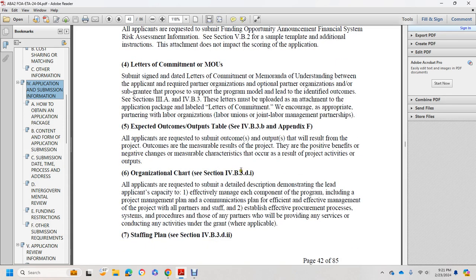Organizational chart, see Section 4B3D1. All applicants are requested to submit a detailed description demonstrating the lead applicant's capacity to effectively manage each component of the program, including the project management plan and communication plan for effective management of the project, all partners, and staff. Also establish effective procurement processes, systems, and procedures of any of the partners who will be providing any service or conducting any activity done with the grantor, where applicable.